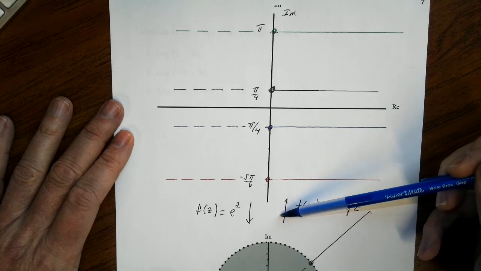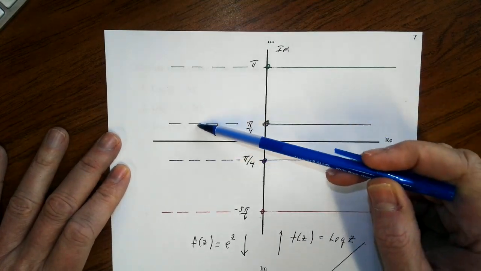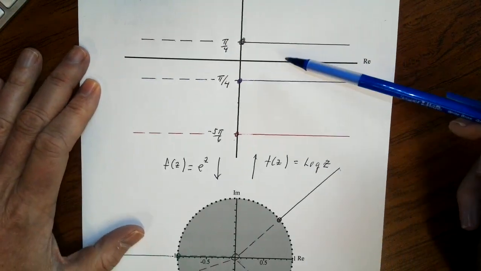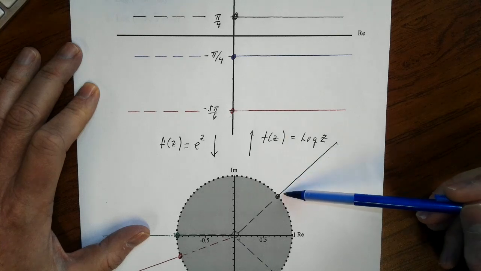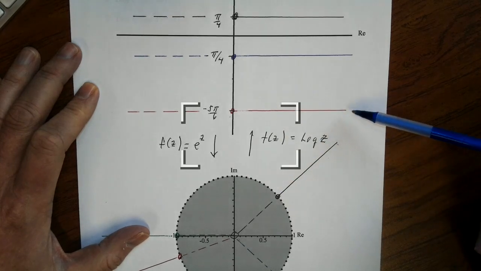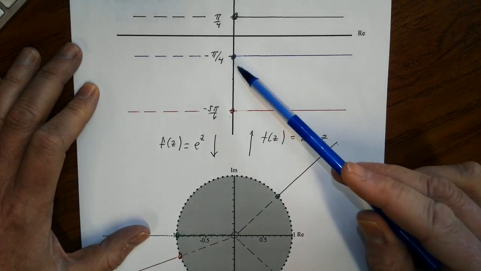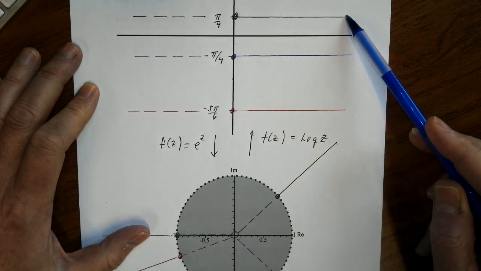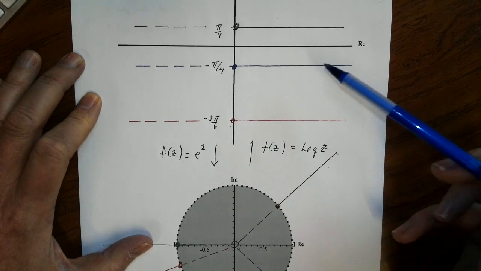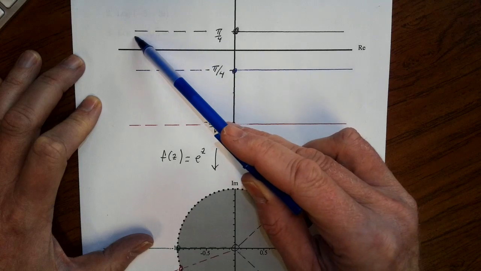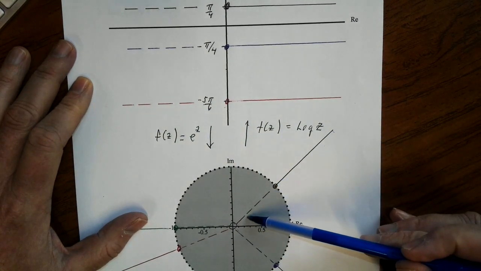Now under the exponential function, what happens to each of these lines? Well, this line right here at pi over 4, this part is going to get mapped to a ray that starts on the unit circle and goes out that way. And the angle is pi over 4. So as I walk along that line, I actually am moving away from the origin along that ray. As I move in that direction, I'm actually headed towards the origin, but I never get there.